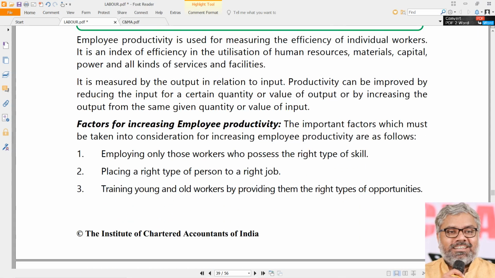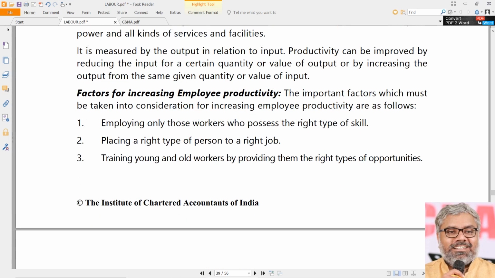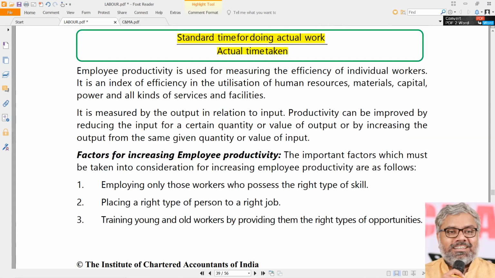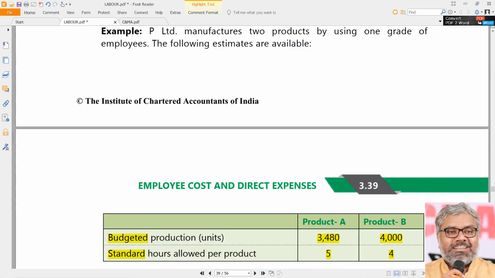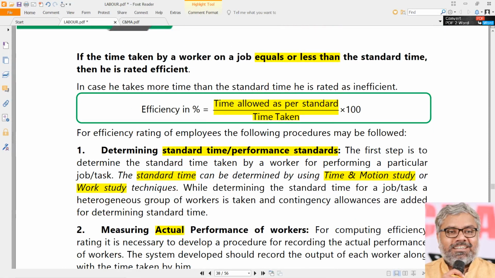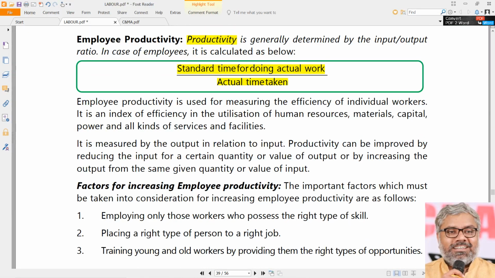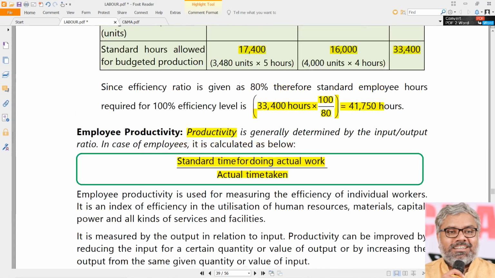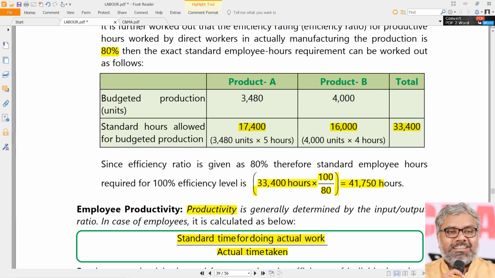So that's a very simple mathematical relationship between the numerator and denominator, which can be applied for efficiency also and productivity also. But once again, there should not be any great differentiation between efficiency and productivity. Both are using the same thing. Time allowed as per standard divided by time taken into 100. That was efficiency. And what is productivity here? Standard time for doing actual work divided by time taken. Both are same. But in this example, since budgeted production is given, actual production is not known, we have assumed that budgeted production itself is actual production.